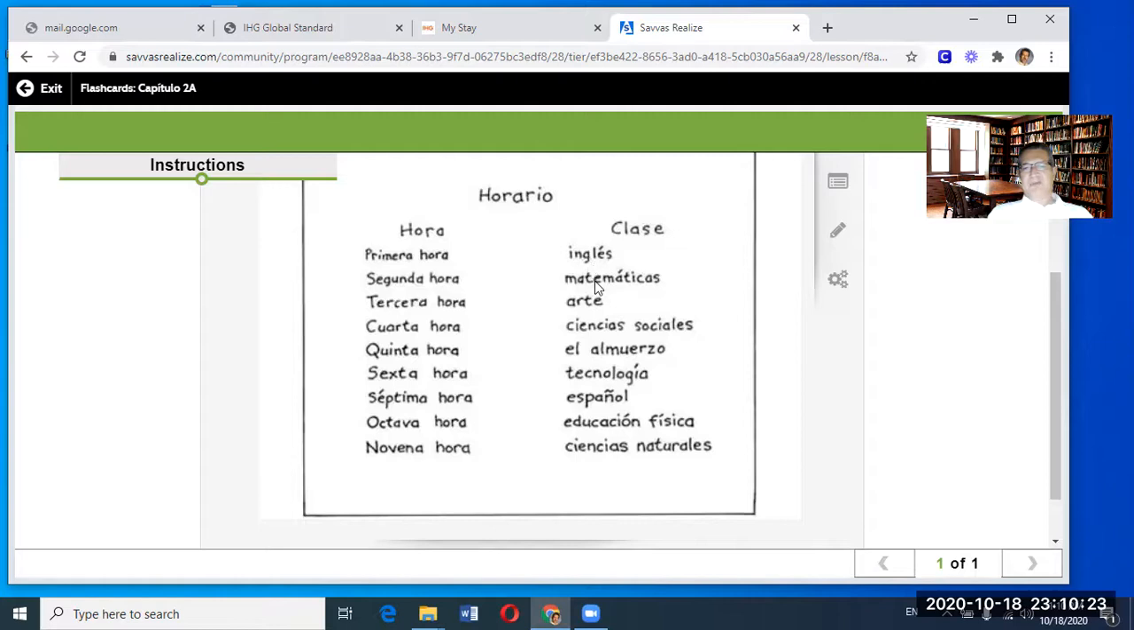English, inglés, math, matemáticas, art is arte, social sciences is ciencias sociales, lunch, el almuerzo, is for fifth period, tecnología is sixth period, español, Spanish, is seventh period, PE, educación física, eighth period, and natural sciences or science, ciencias naturales, for the ninth period.